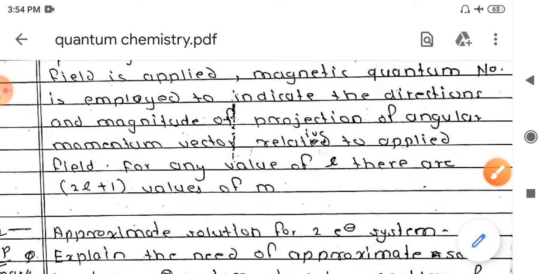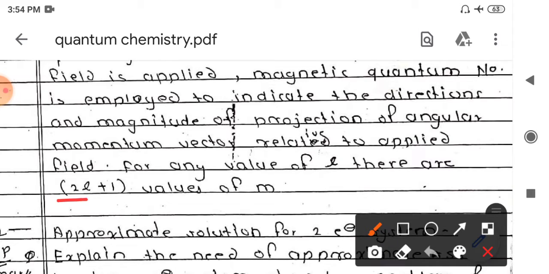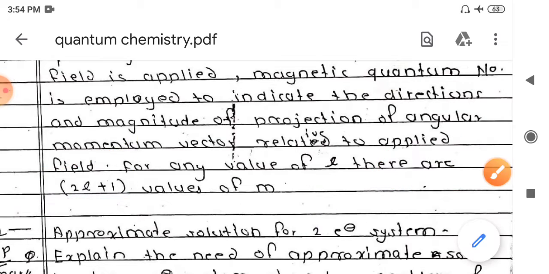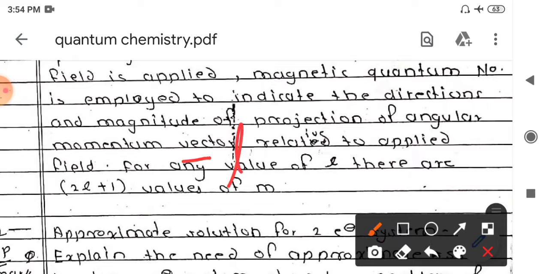So how can we say that there are 3 values of m? In order to find out the number of values for m, we can use the general formula, that is 2l plus 1. So there are 3 values for the p orbital, and these values should range from what? Plus l to minus l. So the values for the magnetic quantum number will range from plus l to minus l.